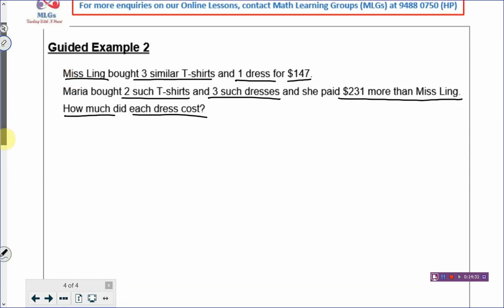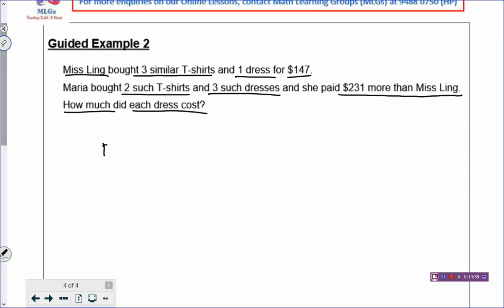Okay, so let's draw out the first sentence. Now, so you have a rectangle. Miss Lin bought 3 t-shirts, so let's write 3 T's and 1 dress, and that will be $147. Now, if you're not circling the groups or making any groups, then you have to cut into many boxes to represent the t-shirts and the dress. Alright, then what you can do is you just cut two parts, and in the first part you write 3 t-shirts, and in the second part you write 1 dress.